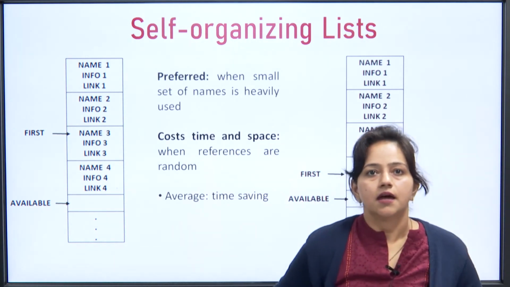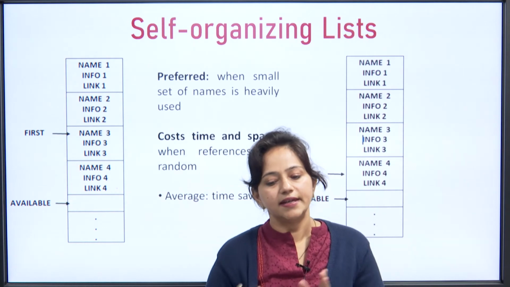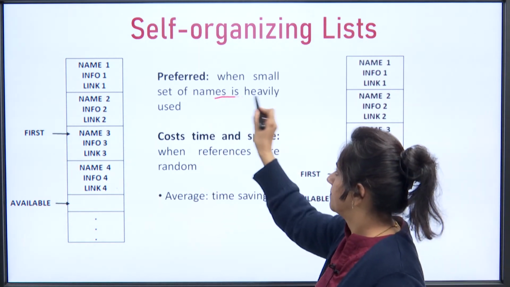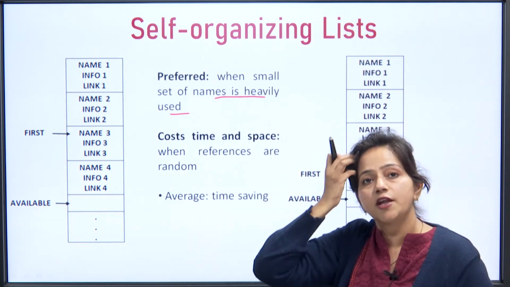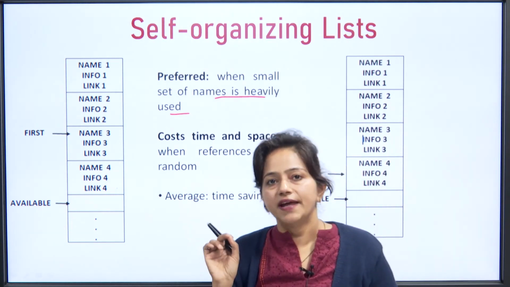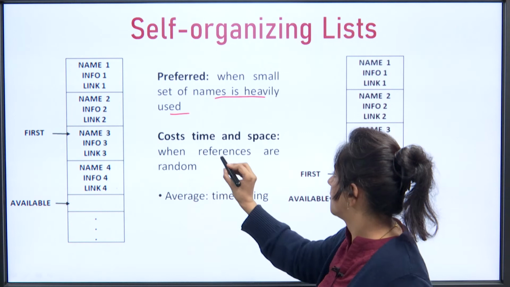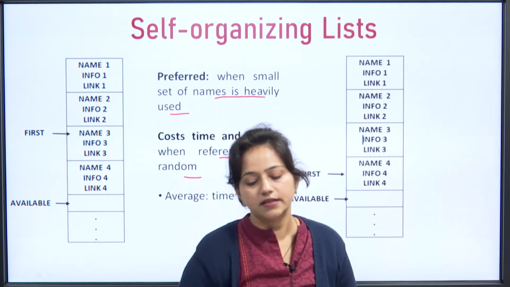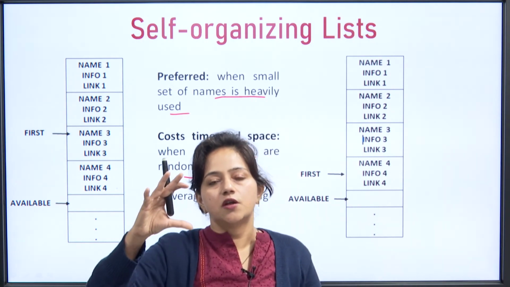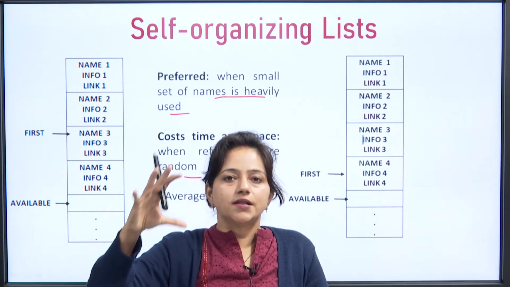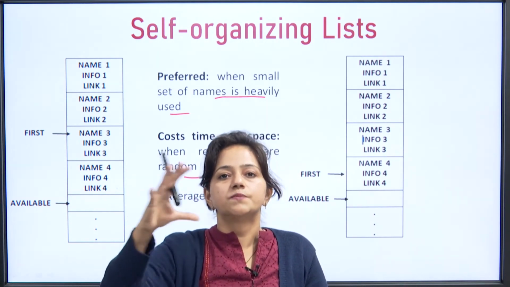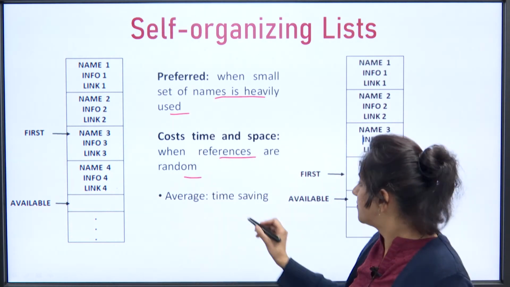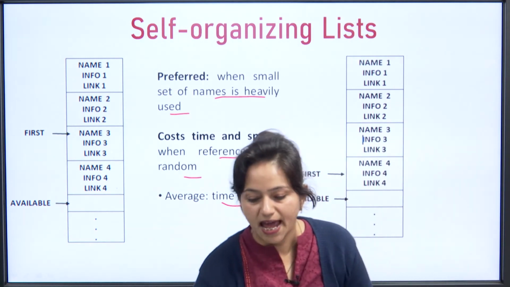Now next, the self organizing list is preferred when we have a small set of names, when a small set of names are heavily used, and when references are random. On average it is found that a small section of a program is using a small set of variables, and that they are used frequently. So on average we can say this scheme is time saving.